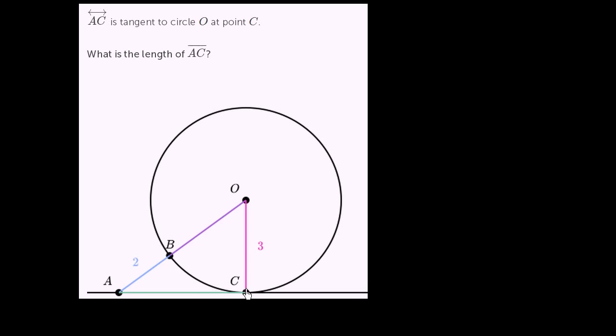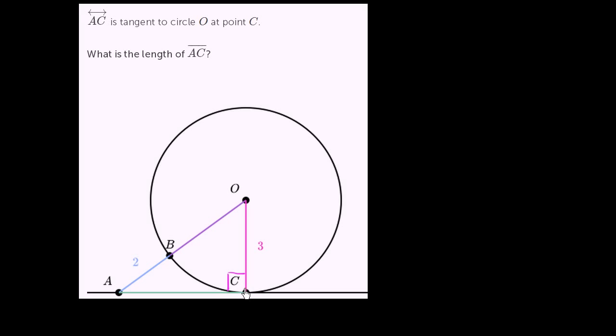So the key thing to realize here, since AC is tangent to the circle at point C, is that it's going to be perpendicular to the radius between the center of the circle and point C. So this right over here is a right angle. And the reason why that is useful is now we know that triangle AOC is a right triangle.